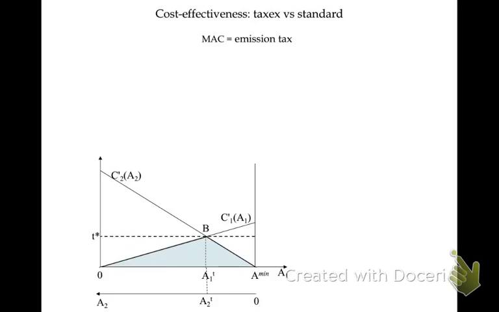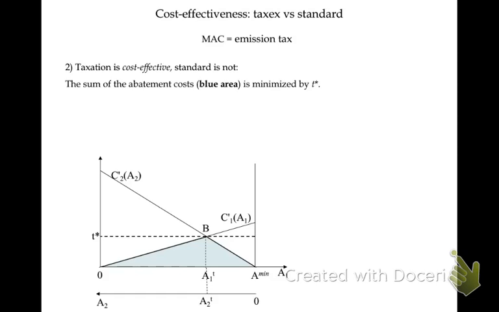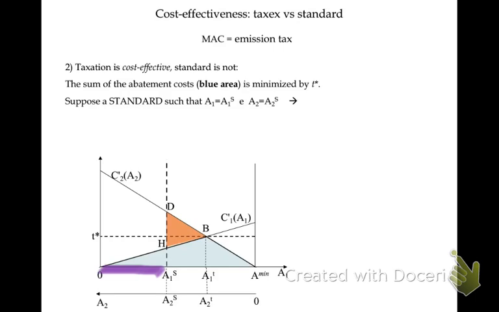Then if the government fixes a tax equal to T or H or whatever, the star, this will be the amount chosen by the two firms. And so the sum of the abatement cost is the blue area. Suppose that we have a standard, and because of the standard, firm 1 abatement is only this segment from O to A1S, and firm 2 abatement is this red line, and hence we have that the total cost for firm 2 is this red triangle, while for firm 1 is this violet one.